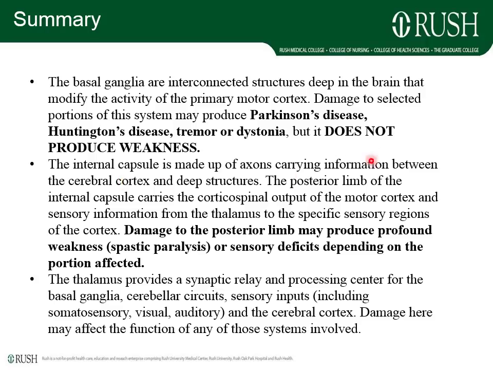The internal capsule is made up of information between the cerebral cortex and these deep structures. The posterior limb in particular carries this critical information for corticospinal output of motor cortex, and those are the upper motor neurons, and sensory information for thalamus for specific sensory portions of the cortex. Damage to the posterior limb can produce very profound weakness, that is a spastic paralysis, or sensory deficits, depending on the portion affected.